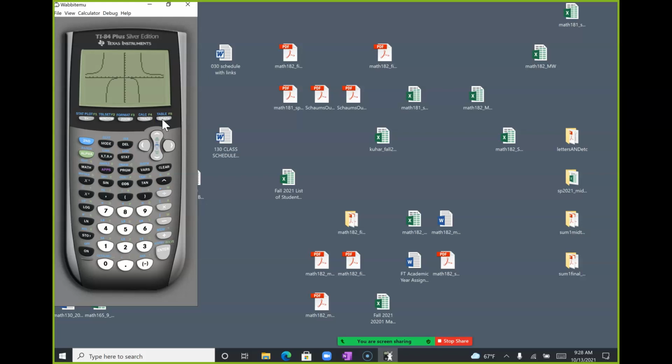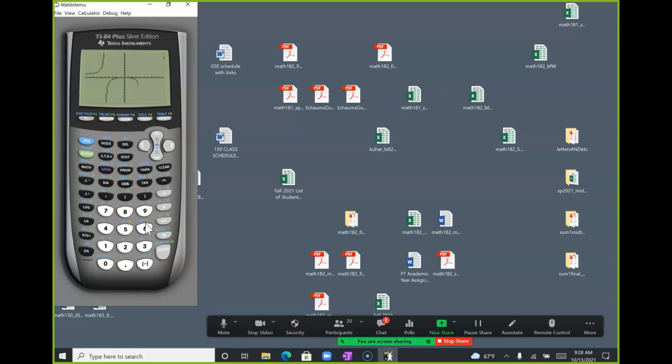Whenever I open my calculator, it reverts back to Zoom standard. But I will give you something that looks decent on Zoom standard. I hit Zoom 6, and that's Zoom standard, just meaning minus 10 to 10 on both the x and y axis. Grace, is that helpful? Yes, thank you.